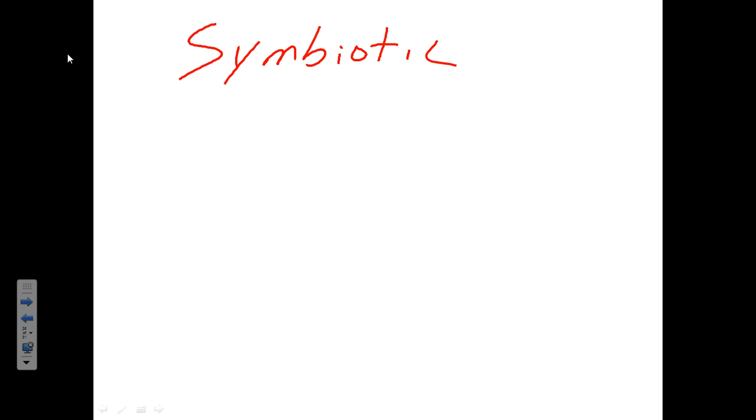But it's a relationship in biology where you have two or more things that are either living on or in each other. And they're working together in some way. Maybe good, maybe bad. There's three kinds of symbiotic relationships that we're going to talk about in this class. And the first one is called mutualism. The first type of symbiotic relationship we're going to talk about is mutualism.